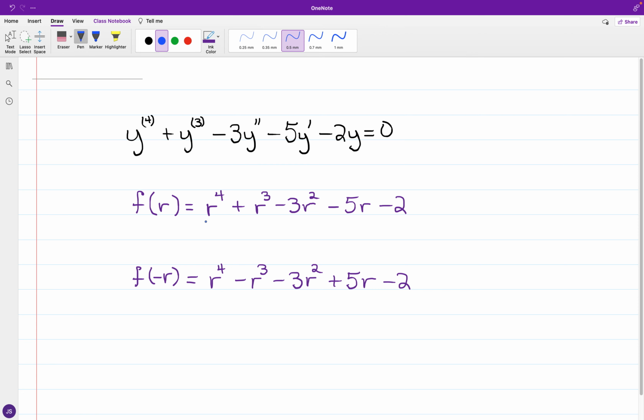Okay, so if I have 1, you got 1 plus 1 is 2, and you got minus 3, so we're on the wrong trajectory. If I go with negative 1, we got 1, negative 1, and then we have that's 0. 0 minus 3 is negative 3, and then we have plus 5. So that's going to be plus 2 minus 2. Okay, so one root is going to be negative 1.